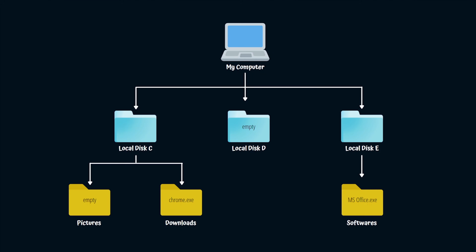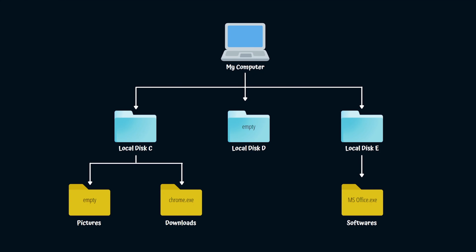For example, consider this problem here. You are given the folder structure and you have to find the empty folders within it. First of all, we have this My Computer, and inside that we have 3 folders representing local disk C, D and E. And inside this local disk C we have an empty folder pictures, and inside this folder downloads we have the installation file for Chrome web browser. This local disk D is empty, and this local disk E has a folder softwares. Inside that we have the MS Office installation file.